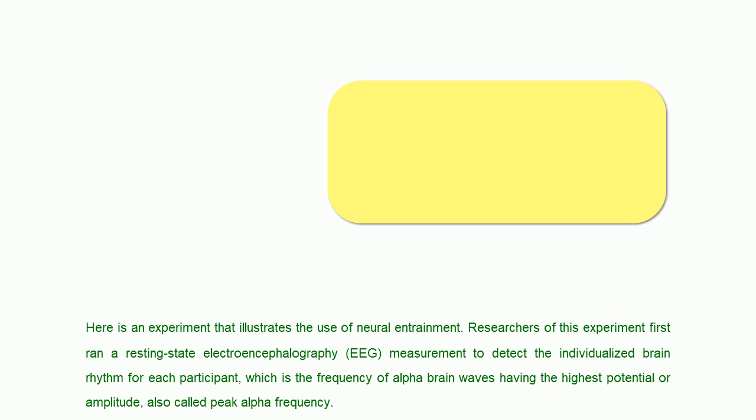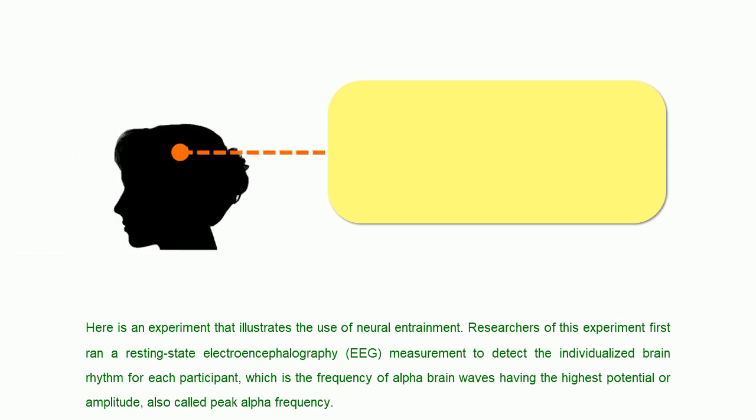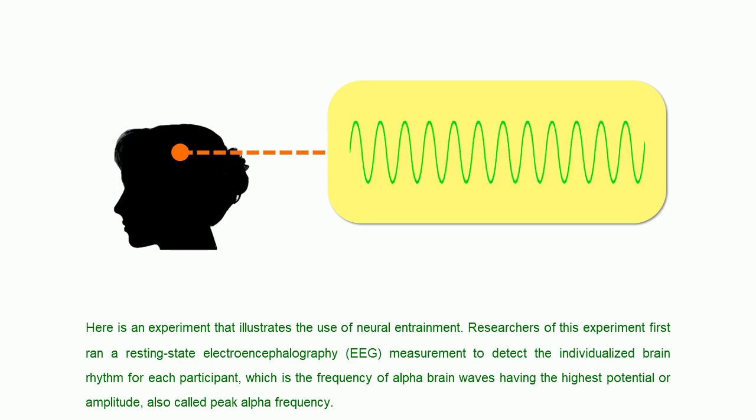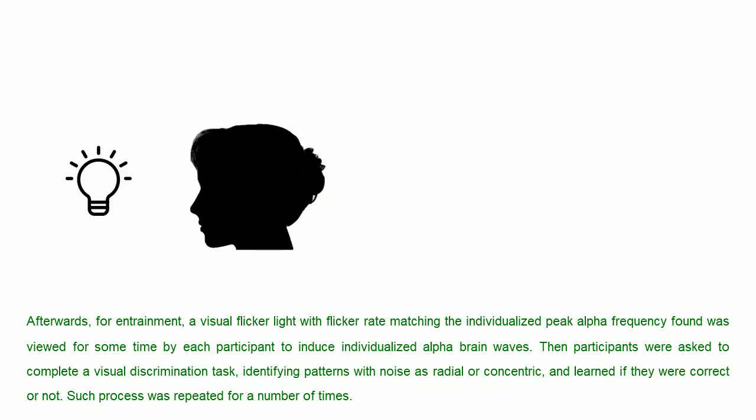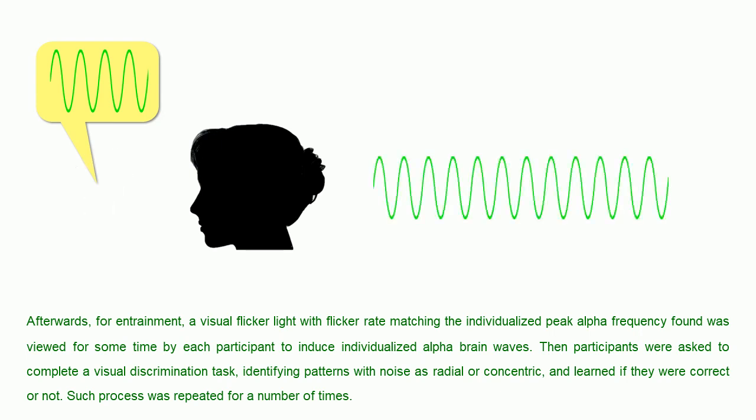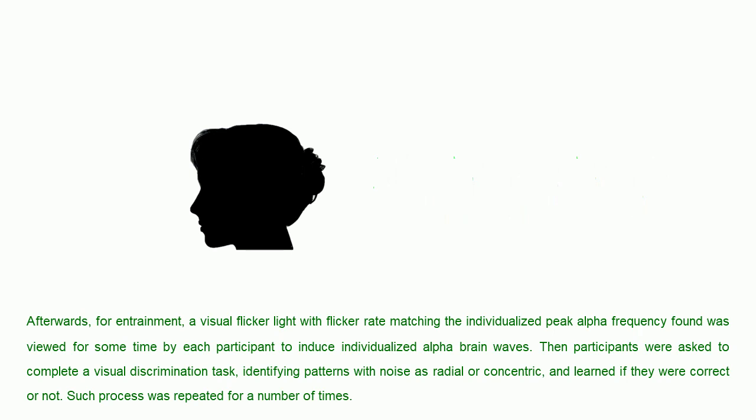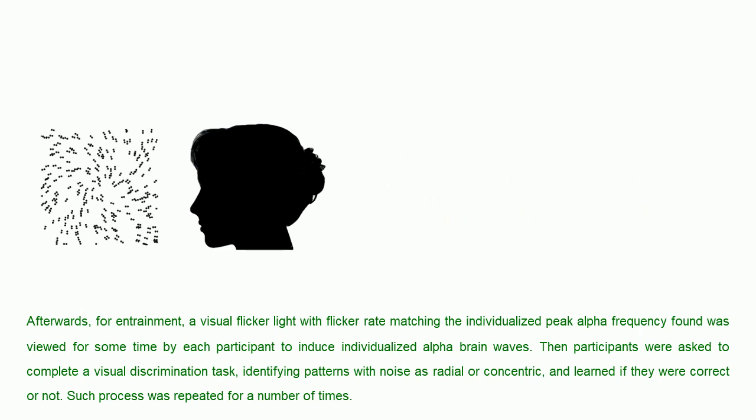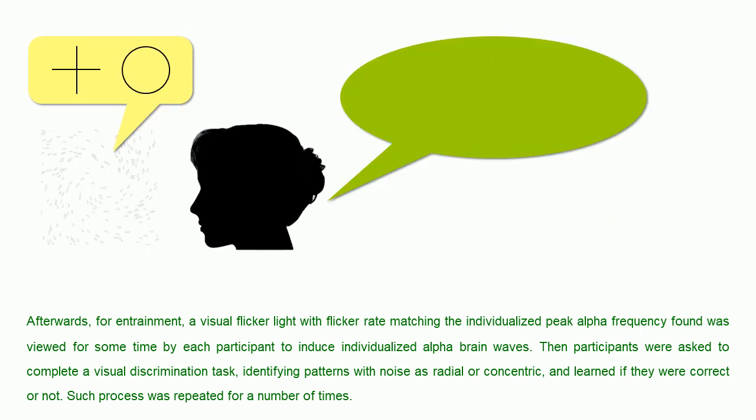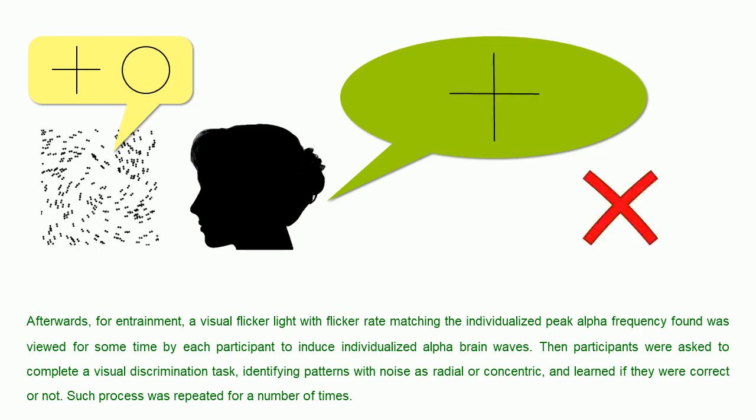Researchers of this experiment first ran a resting state electroencephalography (EEG) measurement to detect the individualized brain rhythm for each participant, which is the frequency of alpha brain waves having the highest potential or amplitude, also called peak alpha frequency. Afterwards, for entrainment, a visual flicker light with flicker rate matching the individualized peak alpha frequency found was viewed for some time by each participant to induce individualized alpha brain waves. Then participants were asked to complete a visual discrimination task, identifying patterns with noise, radial or concentric, and learned if they were correct or not. Such process was repeated a number of times.